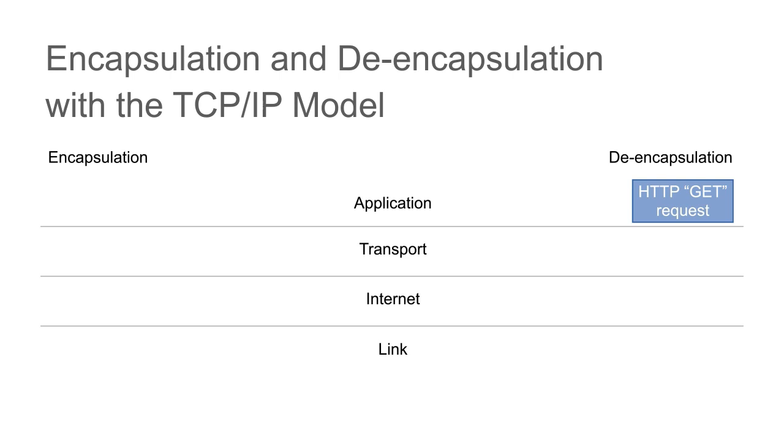If we were to go back down the protocol stack, we do the exact same thing. Each layer provides a service to the layer above it by adding a header and then passing it down to the next layer so that we can transmit our data.